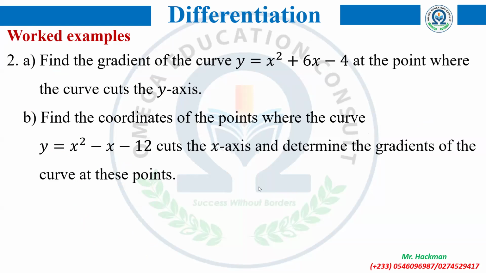And this one, quickly: find the gradient at the point where the curve cuts the y-axis. With this one, you can see that the point is not given directly. The gradient function dy/dx will be 2x + 6. It's dependent on x, so I need to know the x that I can substitute. How do I get the x? We are told at the point where the curve cuts the y-axis. So you write at the y-axis, x is equal to 0. So you substitute x being equal to 0. You get it?